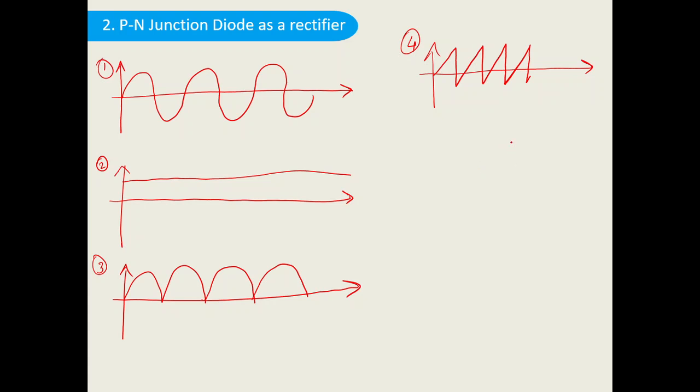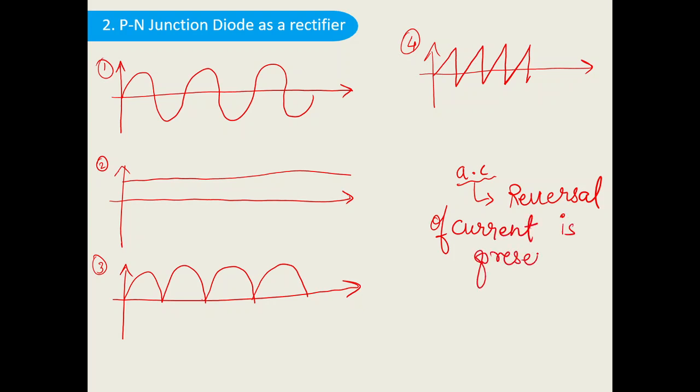Now, what is AC? AC means whenever a reversal of current is present, I can say it is an alternating current. While DC is the direct current, in which reversal of current is not present. The current will move only in one direction. So what do we mean by DC? DC means current flows only in one direction.